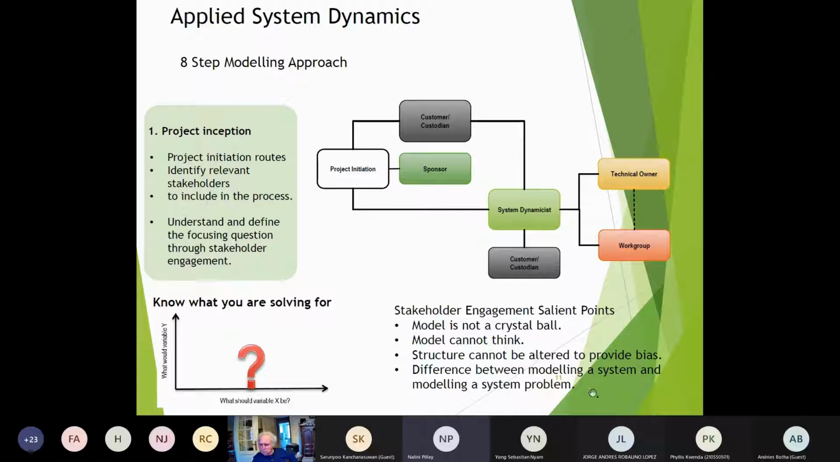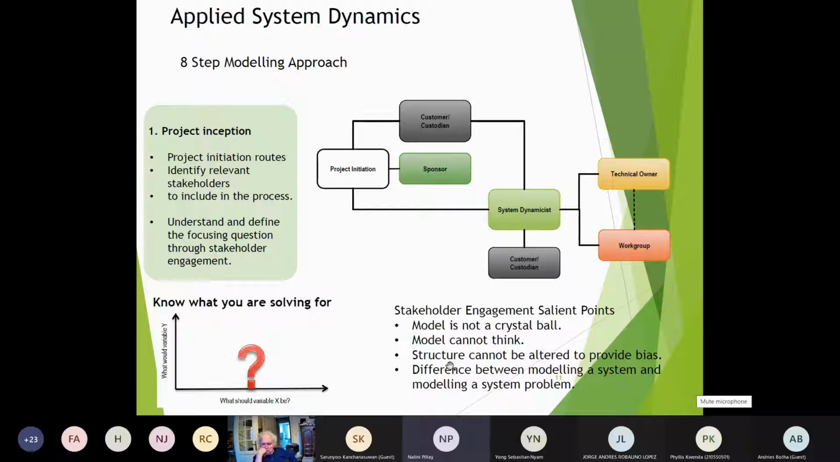There are also other very important things to remember when it comes to this step. And that is when you engage with your customers, you emphasize certain things. You emphasize firstly that the model is not a crystal ball. You cannot press a button and the model will predict a future in terms of whatever the system problem is that you've modeled. The second thing is that the model cannot think. It can't think for the user, and it will not output an exact answer with the click of a button without you actually discussing it and having that strategic dialogue around the scenarios that you will run with the model.